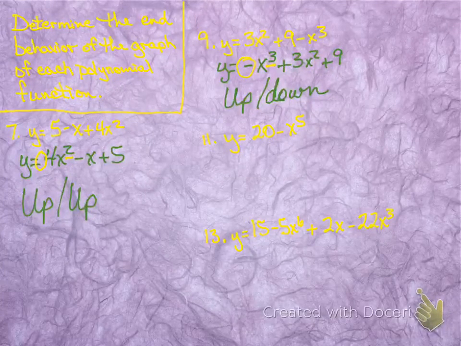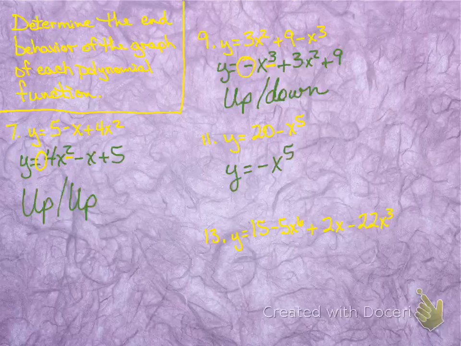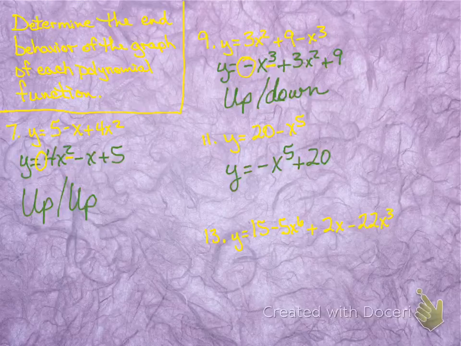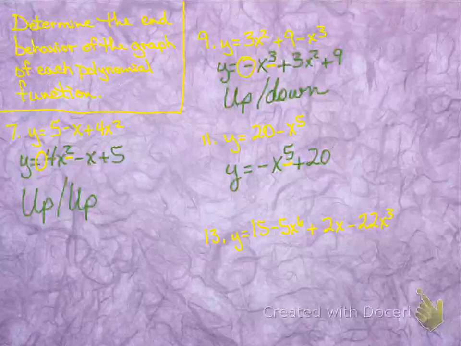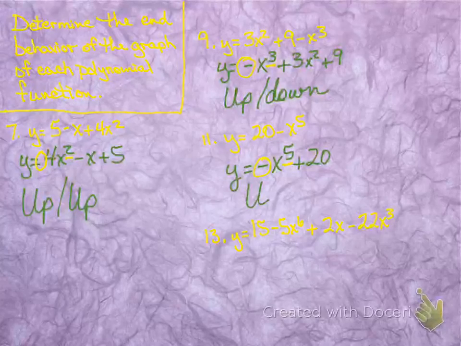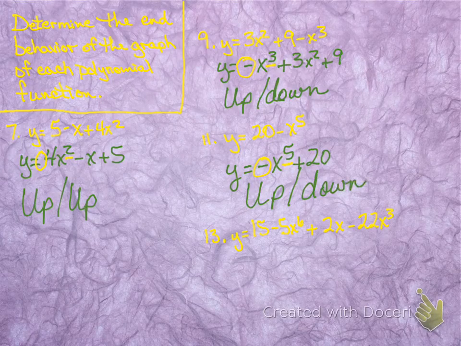Number 11, y equals negative x to the 5th power plus 20. I have the 5th power, so it's odd, so they'll go in opposite directions. It is negative, so again, we start up and we go down.